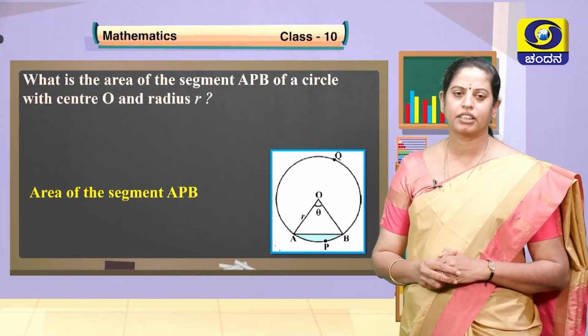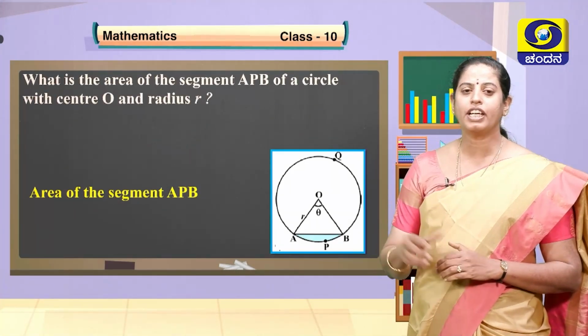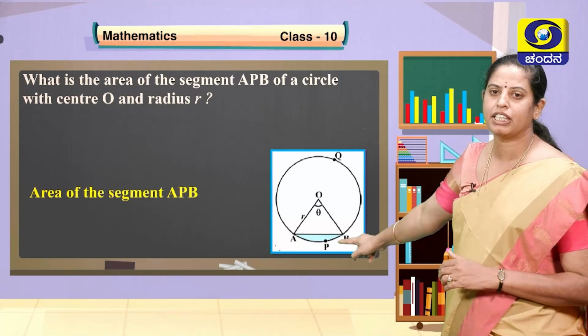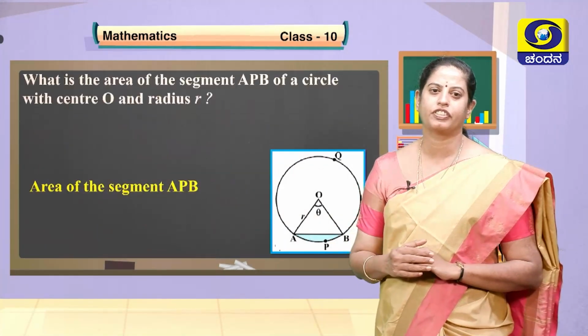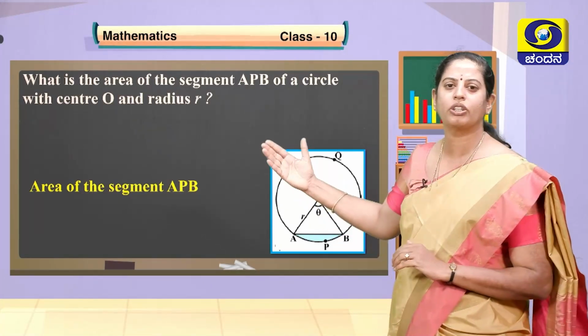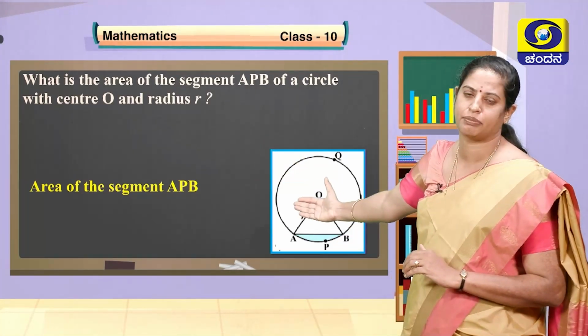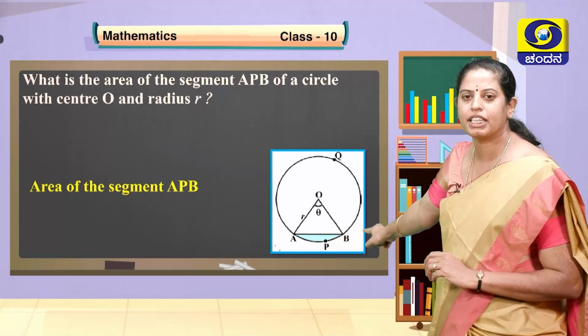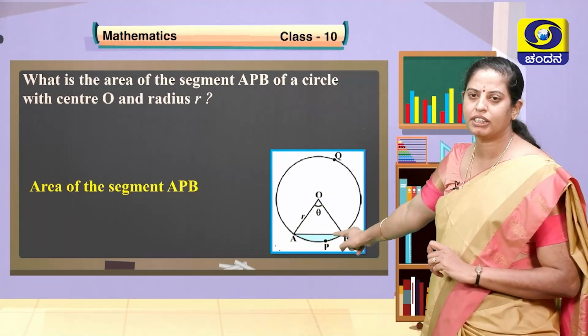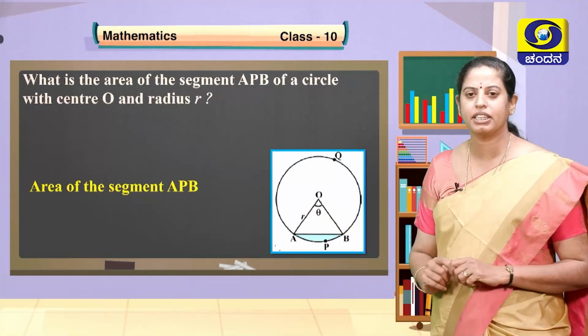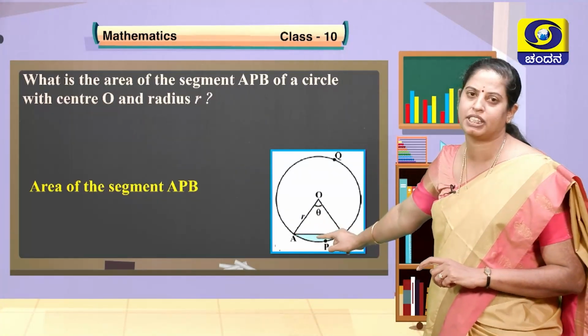Now, let us think of how to find the area of the segment. Here APB is what? Now you know how to find the area of the sector. Now let us move on to how to find the area of the segment. What is this area APB? What do you call APB here? Yes, it is a minor segment. How do we find the area of the minor segment?